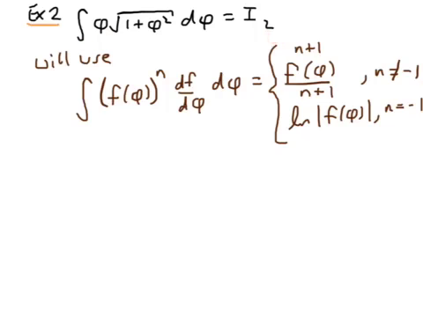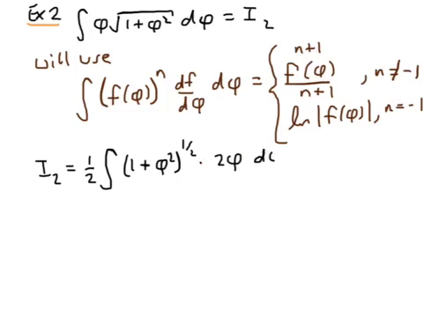Now let's look back at here. Our integral I2 is going to be 1/2 times the integral of 1 plus phi squared, all to the half, that's what the square root means, multiplied by 2 phi integrated with respect to phi. So again, just as in the last example, what I've done is I put a factor of a half here and I put a 2 here. So all I've done is I've multiplied by 1 in a way that makes the integral easier.